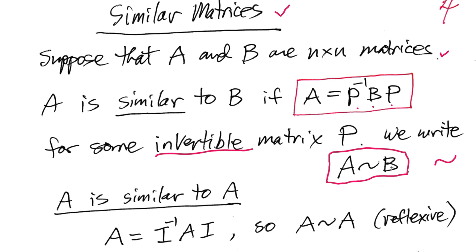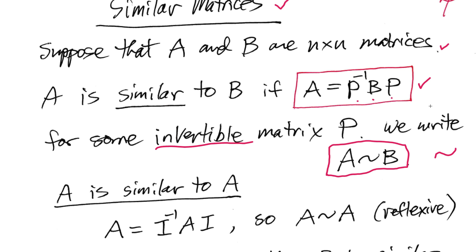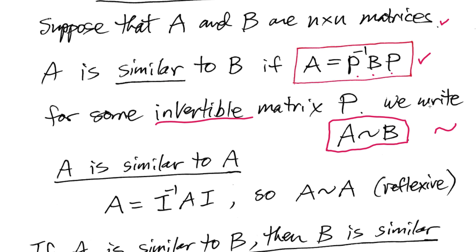So A is similar to B if you can find an invertible matrix P such that A is P inverse B P. Now this might look kind of kooky right now, but this is going to make more sense as we use it more and more. Okay, not just in this video, but in the next. Let's just go with the definition for now. Okay, let me throw something in here. This is sometimes called a reflexive property. A is similar to itself.